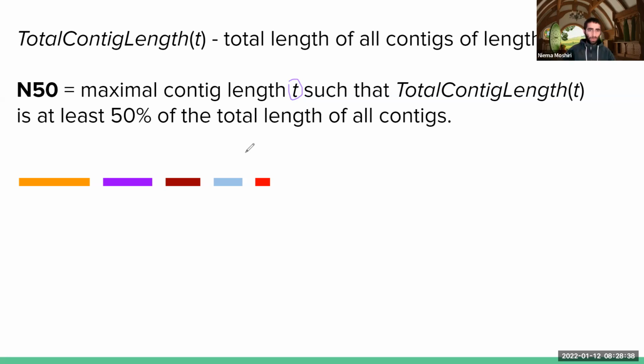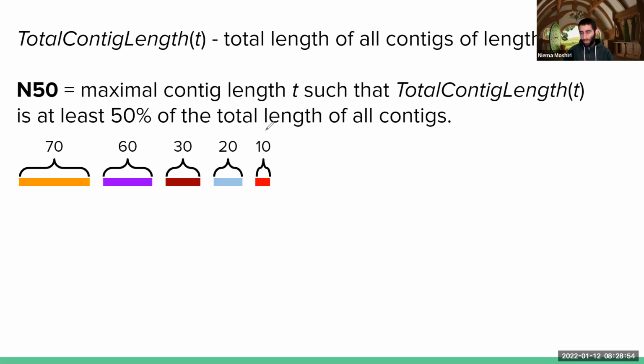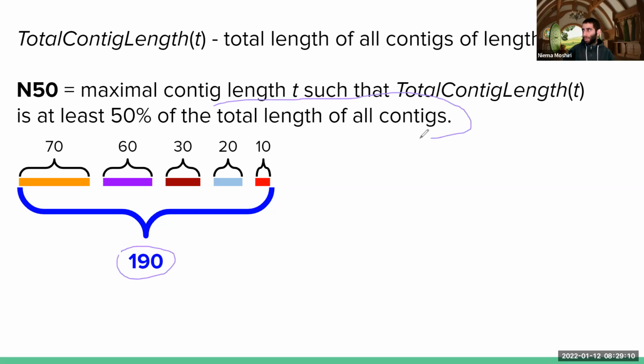So this is really, really weird. I'm going to show you with an example. Let's put some numbers on here. Let's say this contig is 70 letters long, this contig is 60 letters long, this contig is 30 letters long, this one's 20 letters, this one's 10 letters. The total length of all the contigs in this example is 70 plus 60 plus 30 plus 20 plus 10, so 190 is the total length of all the contigs. I just added up all their lengths. People with me so far?